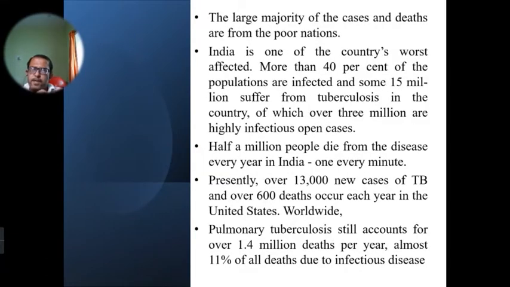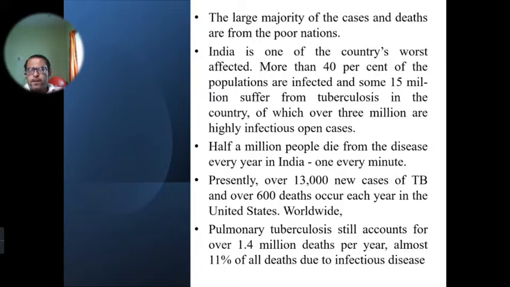Now, the majority of the cases and the deaths occurring because of pulmonary tuberculosis occur in poor nations. Mostly this is because there are not satisfactory conditions among these poor people. They are not able to eat proper nutrition. There are no sanitation conditions, and because of that, this disease mostly affects poor people, and these poor nations are devastatingly affected by pulmonary tuberculosis.